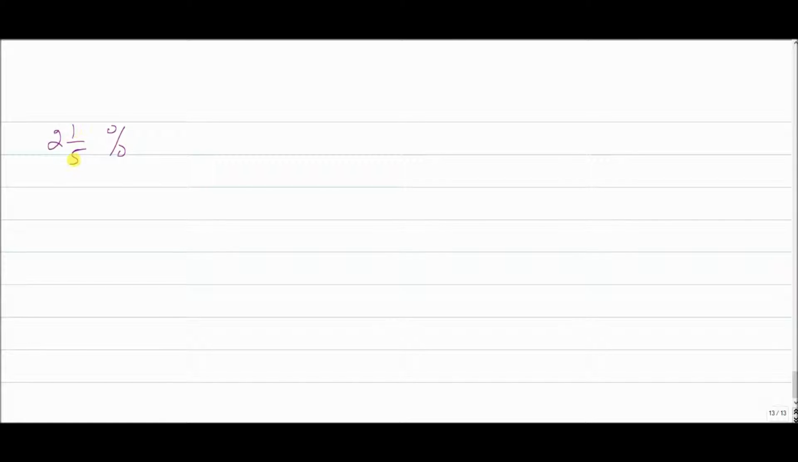We have 2 and 1/5%. We're going to, of course, change our mixed number to an improper fraction, and we know that already is 11 over 5. 11 over 5 should be divided by what? 100. Okay, so 11 over 5, and we're bracketing it so we can see clearly, divided by 100. Let's work out what 11 over 5 is as a decimal first.